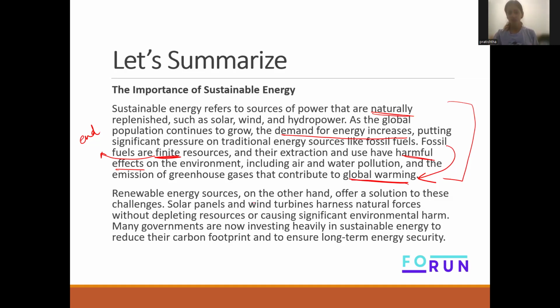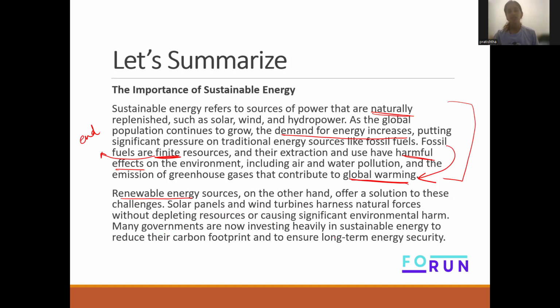Renewable energy resources, on the other hand, offer a solution to these challenges, right? So now renewable energy, they will offer a solution, right? Solar panels and wind turbines harness natural forces without depleting resources or causing significant environmental harm.